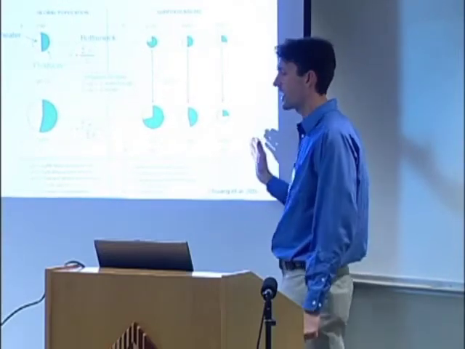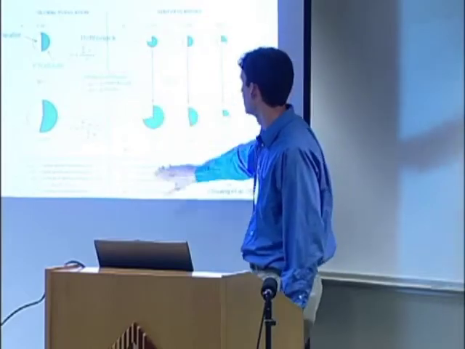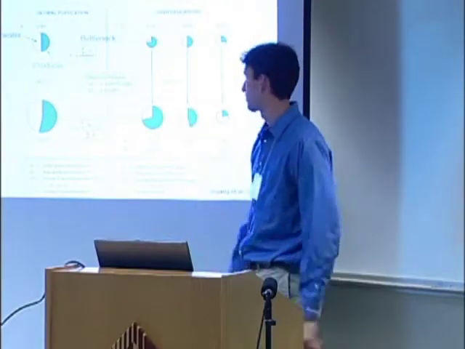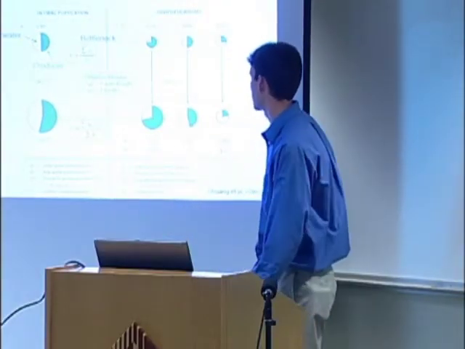But when you take the weighted average of all of these, because this one is bigger, you end up with a global population that has a higher proportion of producers. And so you can continue this cycle by resampling this global population and putting it through this bottleneck continually until you get, you know, some equilibrium level of producers.